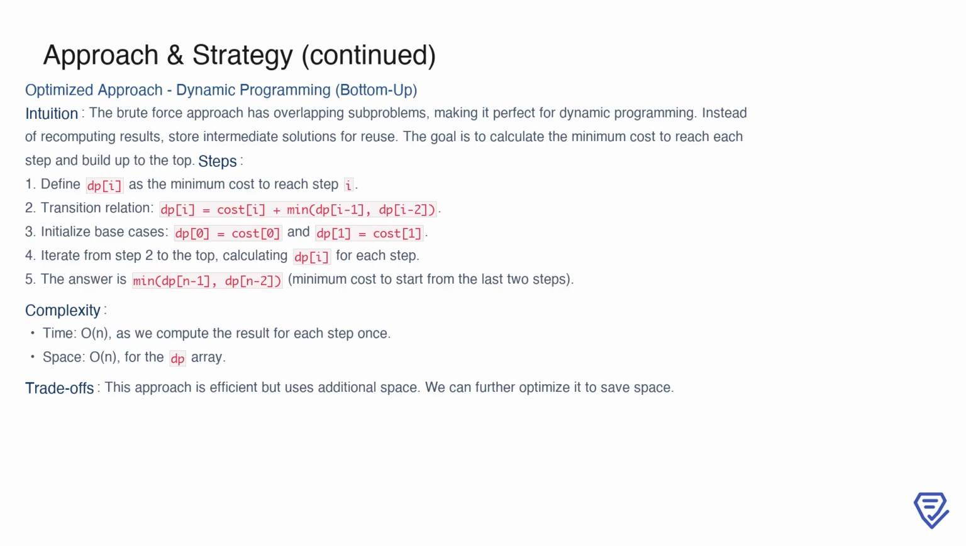We initialize the base cases with dp[0] equals cost[0] and dp[1] equals cost[1], and then iterate through the steps to compute dp[i] for each one. The final answer is the minimum cost of starting from either of the last two steps, which is min(dp[n-1], dp[n-2]). This approach significantly improves efficiency, reducing the time complexity to O(n). However, it requires O(n) space for the dp array, which we can optimize further.